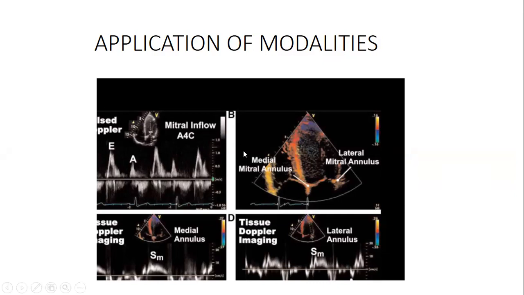So what is the Nyquist limit? This is the term, the phenomenon or the theory, that defines that the maximum velocity can only be picked up to a certain level, and beyond that it goes into aliasing. What is the clinical implication? The clinical implication is that it can help you to identify aliasing.